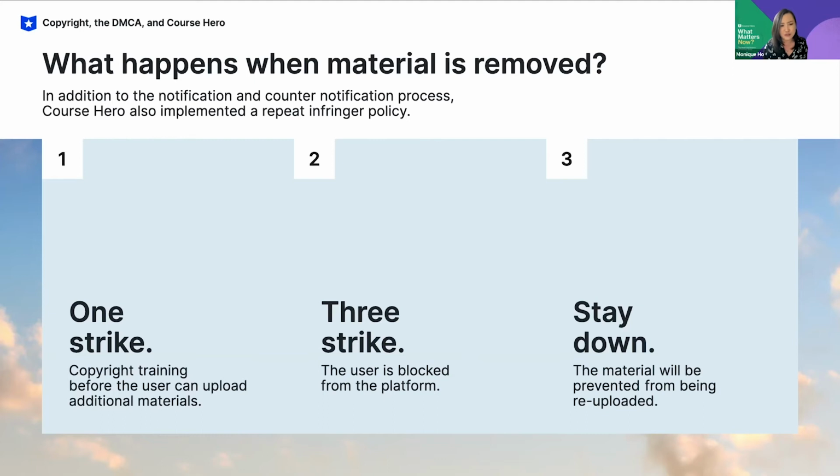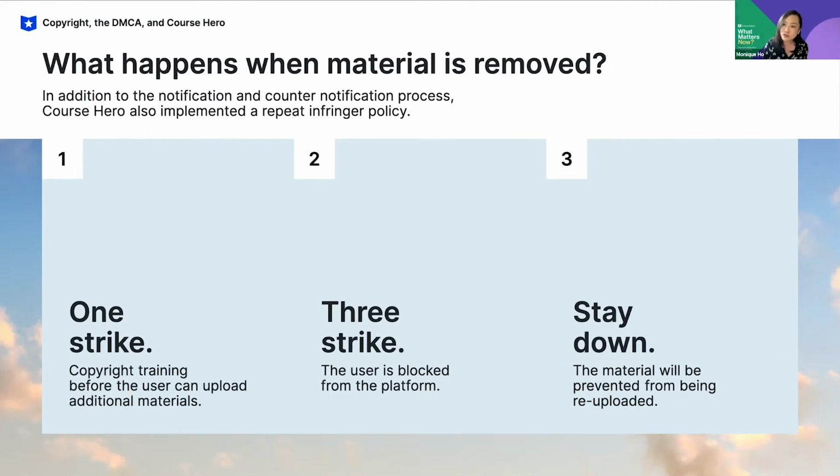And by the way, as a reminder, once something is removed, unless what I talked about earlier happens, it will stay removed. So that means someone else cannot come and re-upload it. The initial user cannot re-upload it, and it will remain taken down for as long as we have the technology in place to detect that.